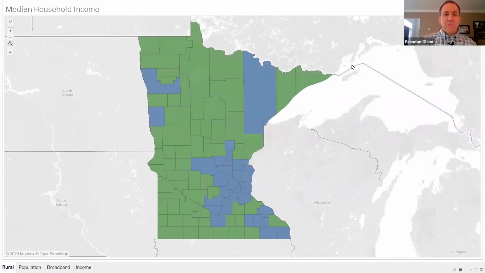If we take a look at this map, what you see here in green represents all the counties in the state of Minnesota that are classified as rural. By the Office of Management and Budget, we use CBSA, which is a core-based statistical area, to define metro, micro, and neither. The metro counties are indicated in this blue-gray color, and everything else is considered rural. So these are the counties that represent rural Minnesota.